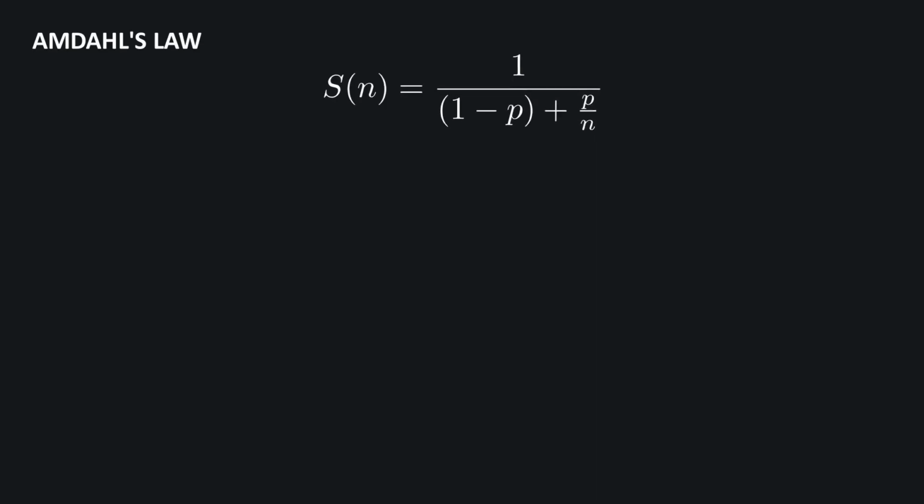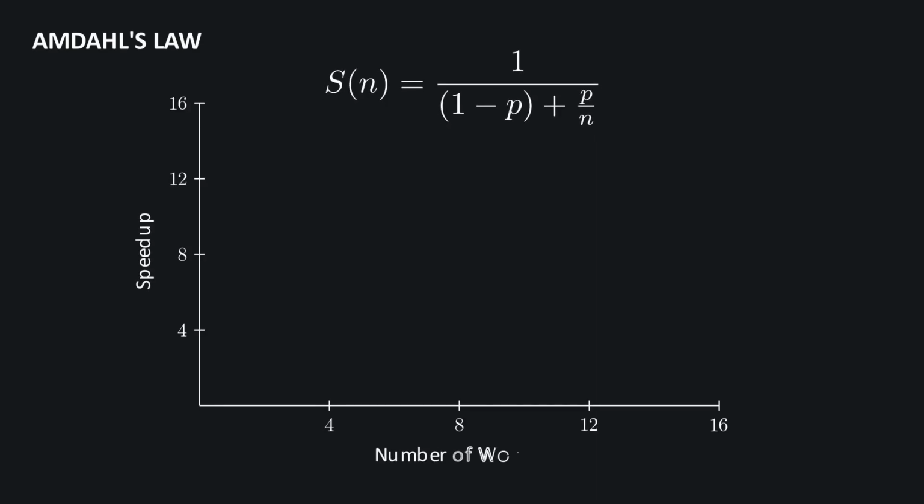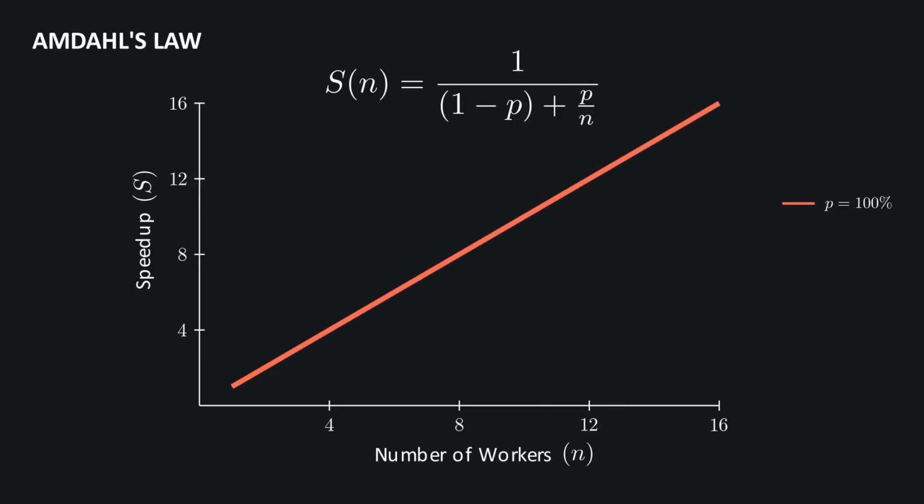So let's have a look at our speedup for a perfectly parallelizable workload with P equal to 1. This curve is actually quite boring, and it's what most people expect when you parallelize an algorithm. So what you're seeing is for 16 workers, you expect to see a 16 times speedup. In reality, this is really the best case scenario when it comes to parallel computing.